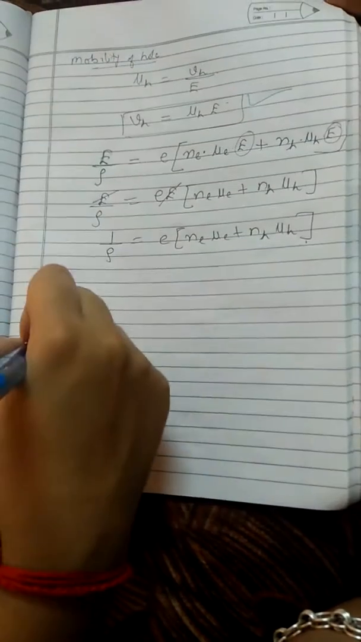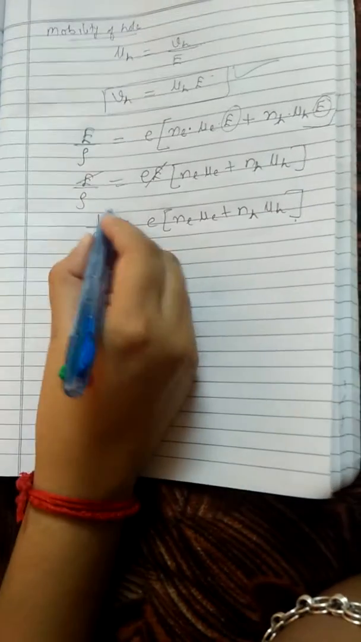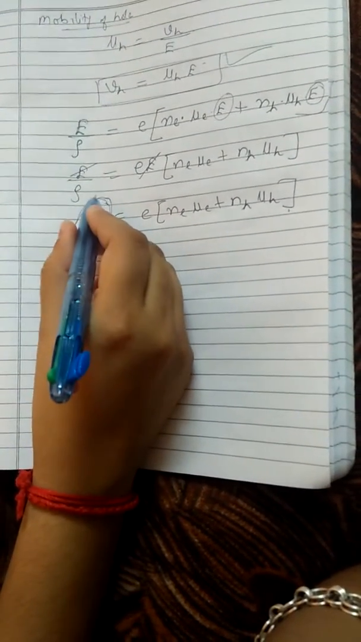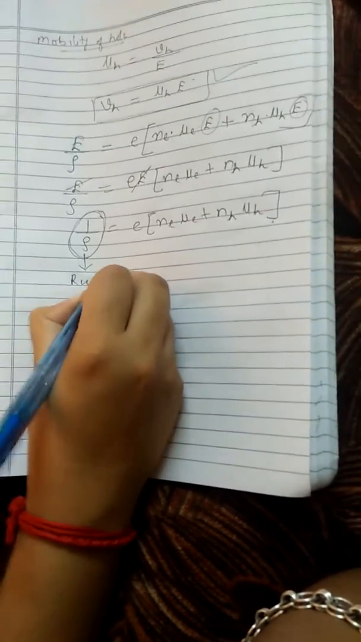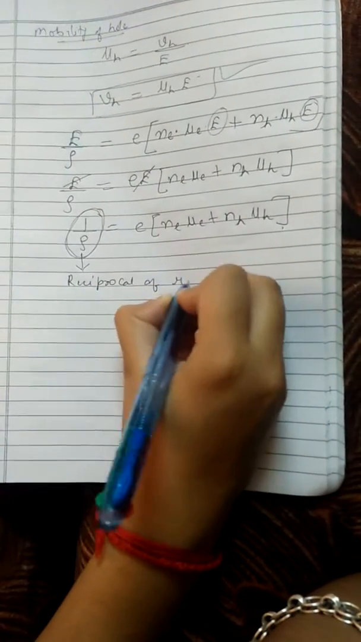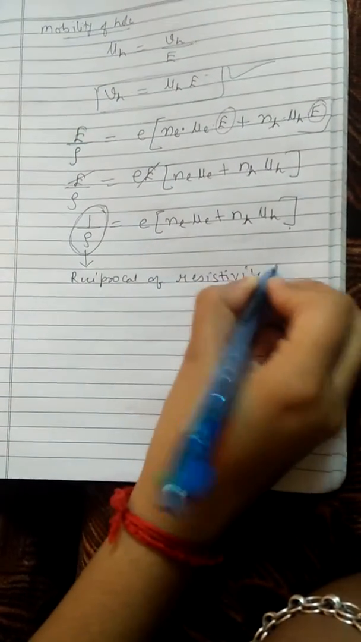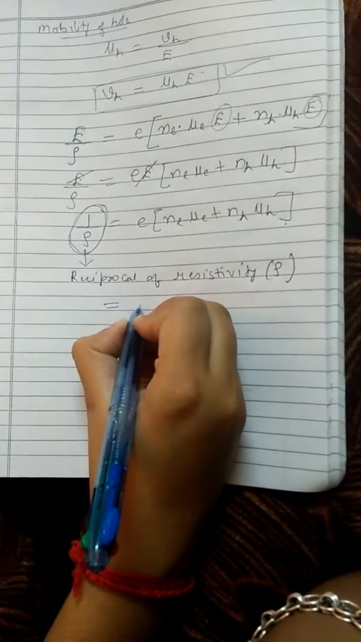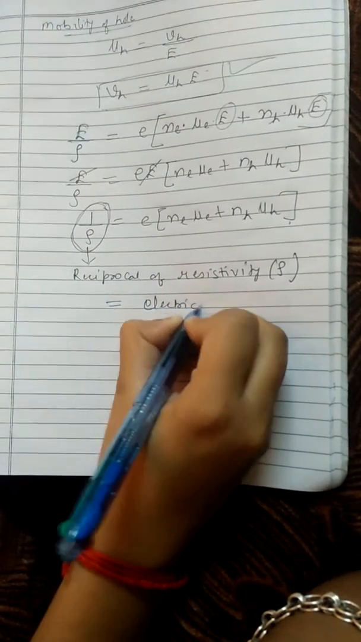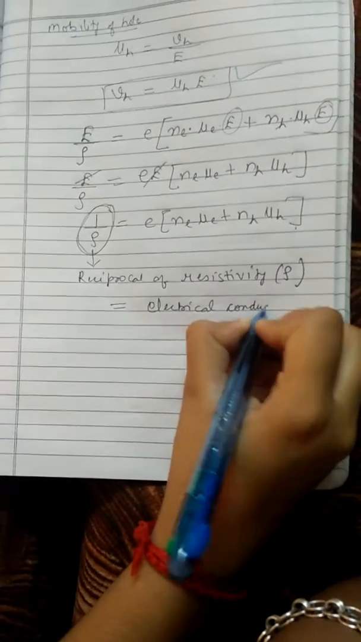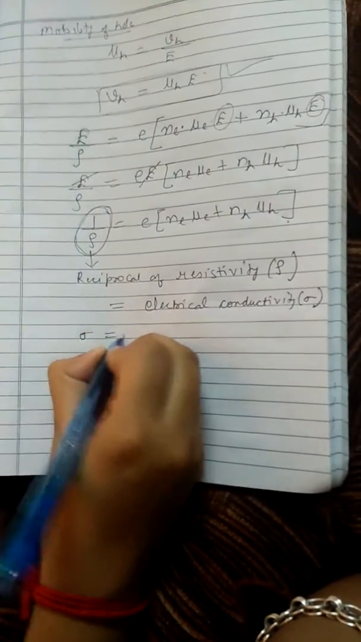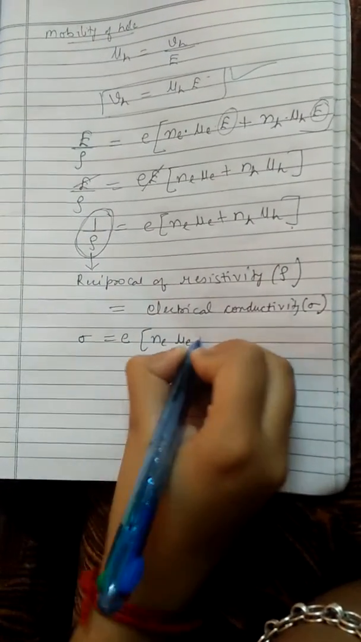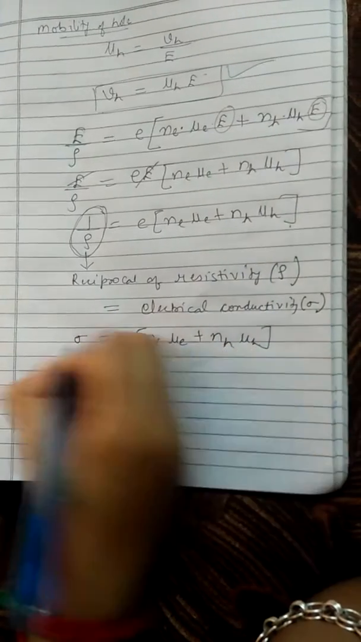As we know that the electrical conductivity is always the reciprocal of resistivity. So reciprocal of resistivity is equal to electrical conductivity. That is sigma. So we can write it as sigma is equal to e (n_e mu_e + n_h mu_h). Got it?